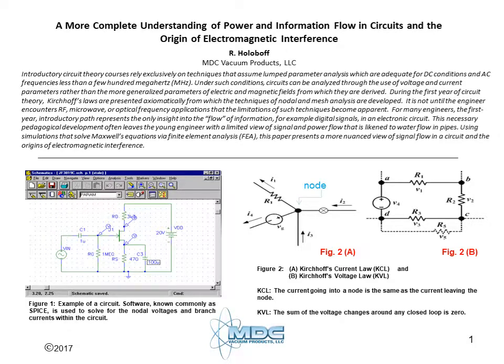This video supplements and accompanies the white paper titled A More Complete Understanding of Power and Information Flow in Circuits and the Origin of Electromagnetic Interference. The motivation for the paper is the challenge I found with the understanding of many practicing engineers of the nature of electrical information and power flow in circuits, whether relating to electric power transmission lines, television signals in a coaxial cable, or digital signals on a printed circuit board.